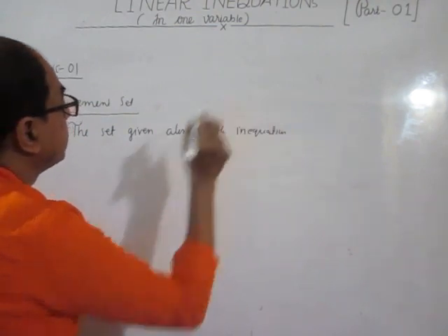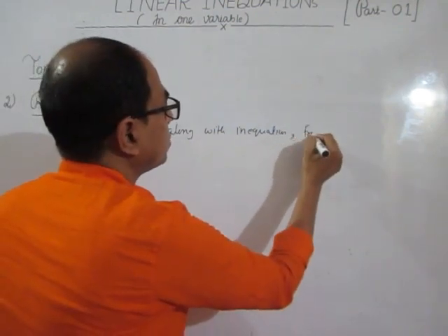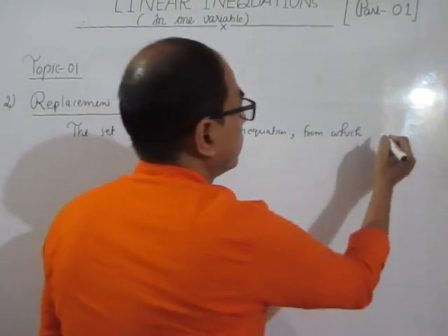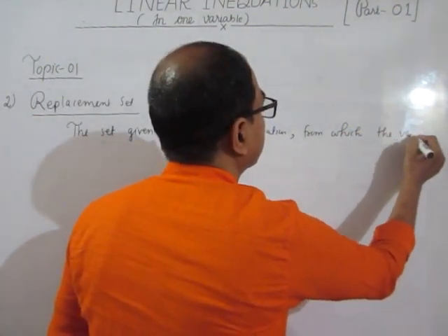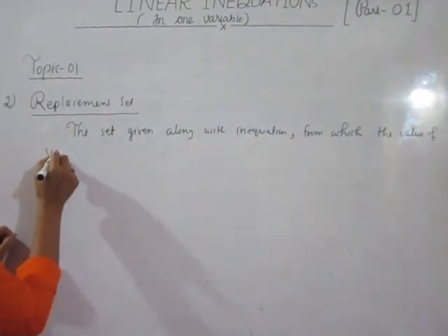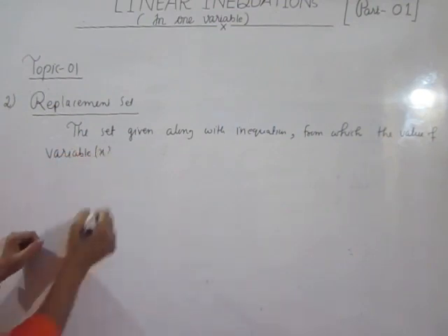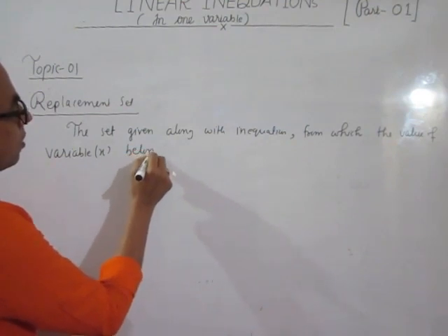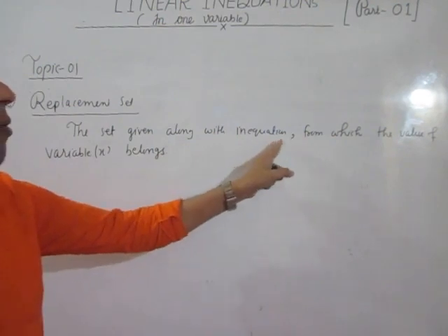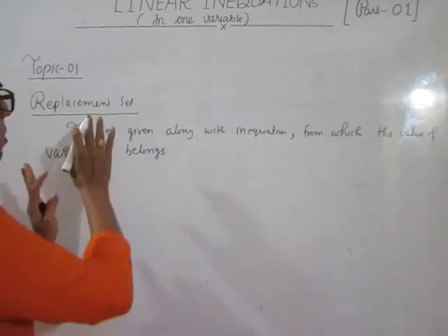The set given along with the inequation, from which the value of the variable, say the variable is x, belongs. The set given along with the inequation from which the value of the variable belongs, that set is called the replacement set.